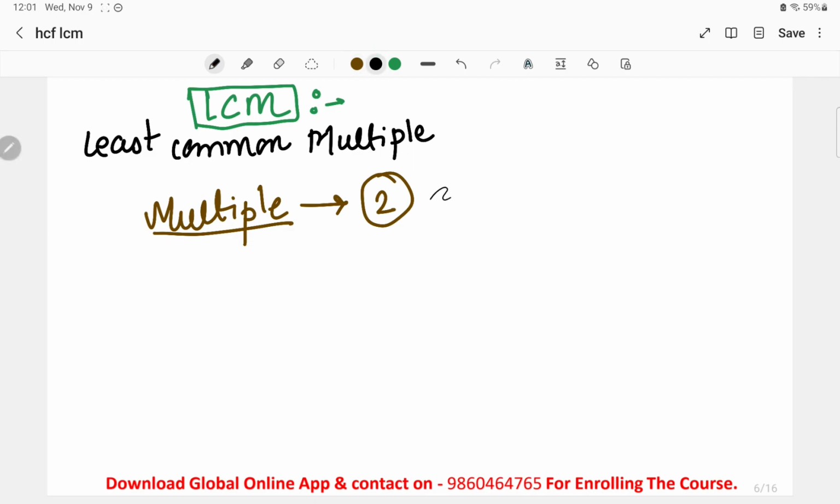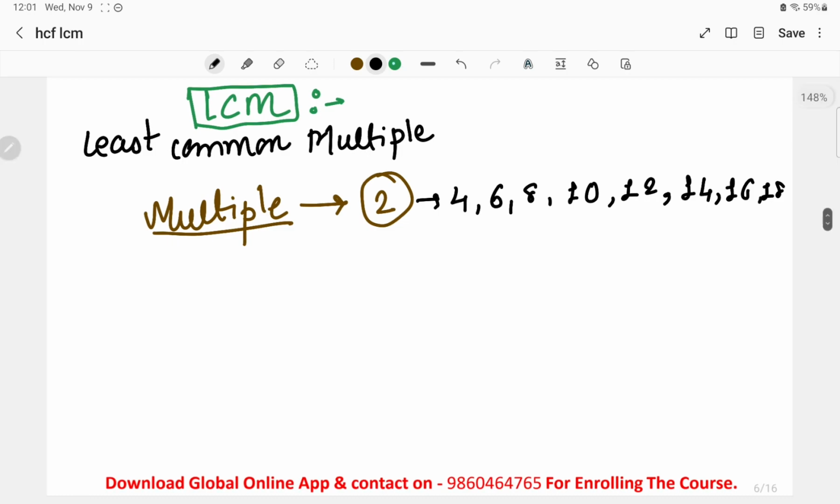It means 2, 4, 6, 8, 10, 12, 14, 16, 18 and so on. In this way, all these are nothing but the multiples of 2. Here you can clearly see that I have written the table of 2: 2 1s are 2, 2 2s are 4, 2 3s are 6, 2 4s are 8, 10, 12, 14, 16 and 18 and so on. So all these numbers which are in the table of 2 are nothing but the multiples of 2.